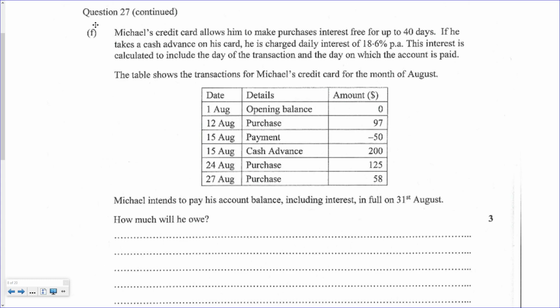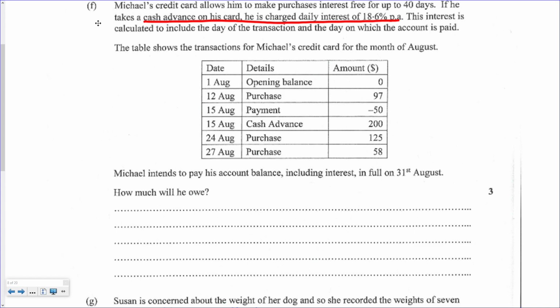So basically, we see that at the start of the month, he had nothing in that account, so he had nothing to pay off. So everything we see on this table is everything that we need to pay. So first of all, let's just focus on everything that's not a cash advance. Because if you read the question carefully, we see that this percentage is only charged on cash advances. If there's any purchases or payments, this interest doesn't apply.